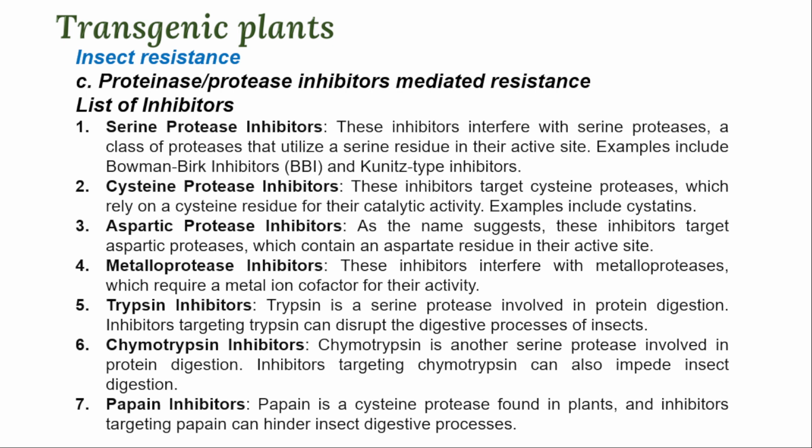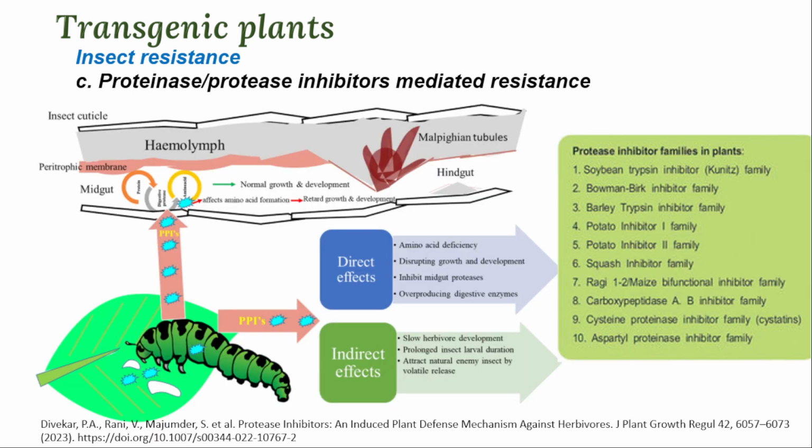These insects, because of the proteinase inhibitors or protease inhibitors, cannot digest the proteins inside their guts. Because of starvation, these insects will die, because we genetically engineered a plant that produces proteinase inhibitors or protease inhibitors that will prevent the digestion of the proteins inside the midgut of the insect.